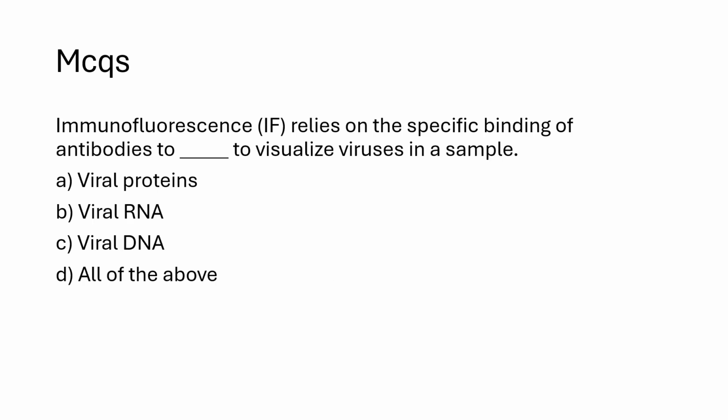Immunofluorescence relies on the specific binding of antibodies to dash to visualize viruses in a sample. A. Viral proteins. B. Viral RNA. C. Viral DNA. D. All of the above. The answer is A. Viral proteins.